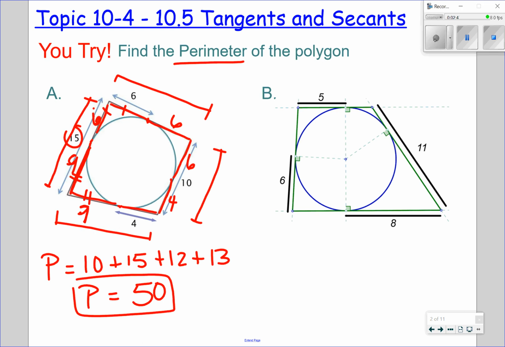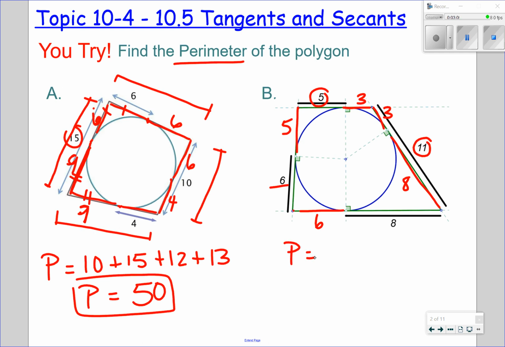If you approach part B the same way, we have a 6 here. You can start anywhere you want. That means this is a 6. We have an 8, which means this is also going to be an 8. If we take the 8 from the 11, we're left with 3 and 3. We have a 5, which means this is also 5.